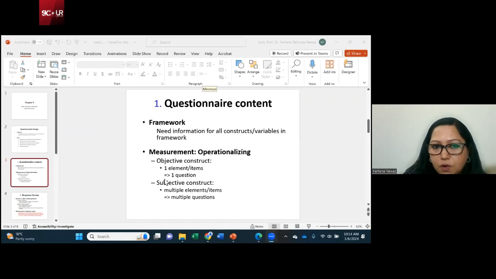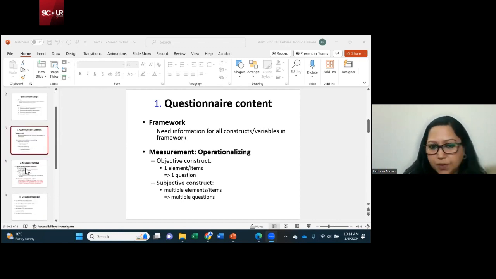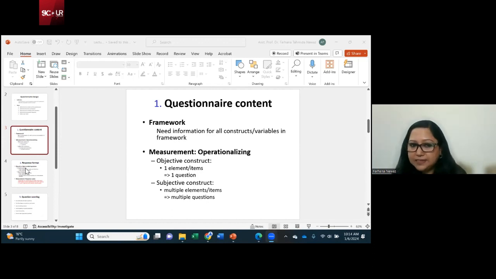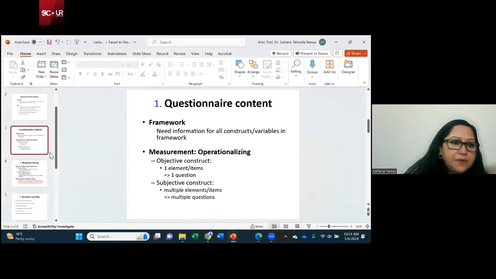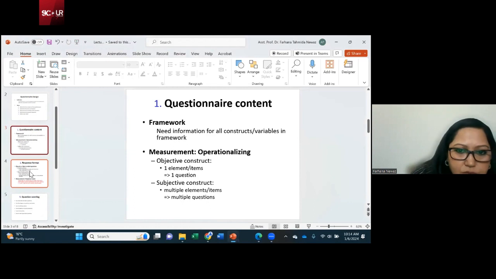So for your objective construct, mainly we consider all those demographic variables. So this is the case. And also, what's the nature of your variable? It depends on how many questions you need for that particular variable. Okay, now I move to the second step.